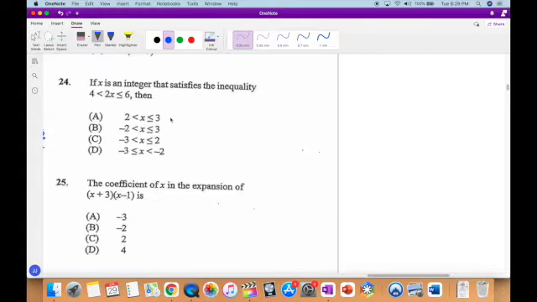If x is an integer that satisfies this inequality, then, right, so we could just divide everything by 2. So when we divide everything by 2, we'll get 2x3.